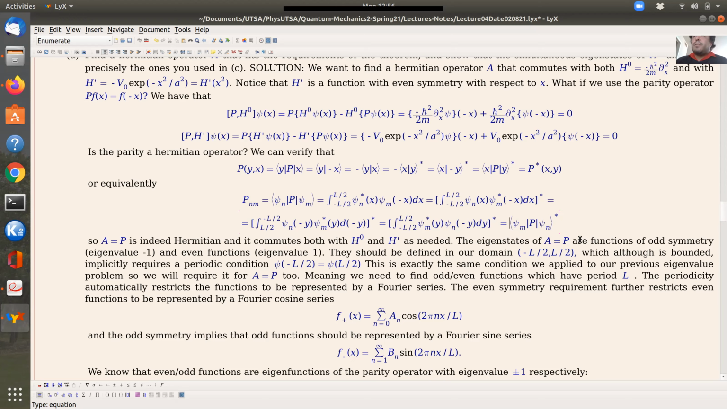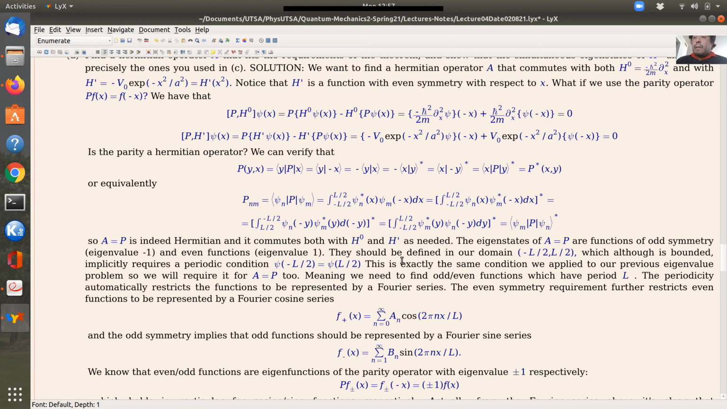They are functions that are symmetric or anti-symmetric, meaning that either they have odd symmetry, which means eigenvalue minus 1. Just think about this: if you are anti-symmetric, f of minus x is equal to minus f of x, so the eigenvalue would be minus 1. And if you have an even function, it's even easier, because even symmetry means that f of x is equal to f of minus x, so the eigenvalue would be plus 1.